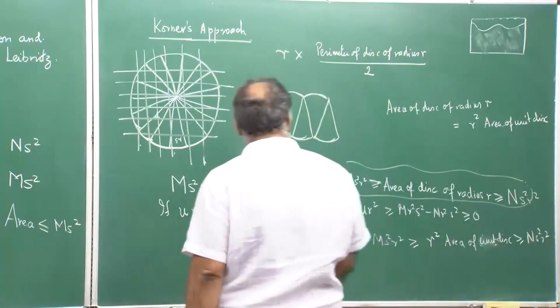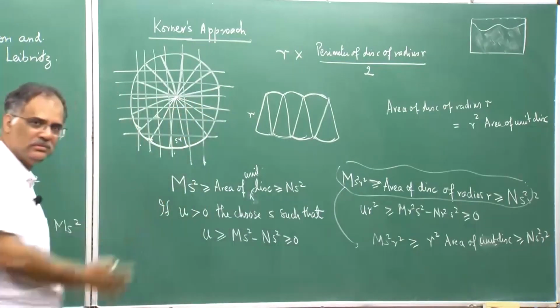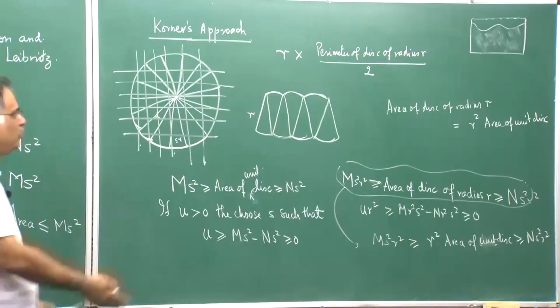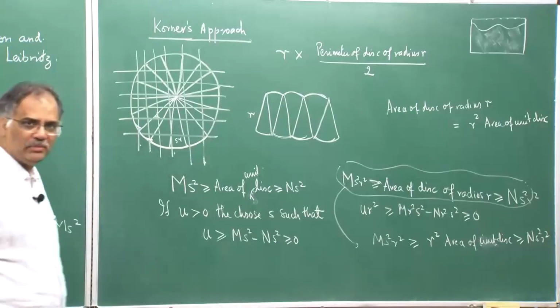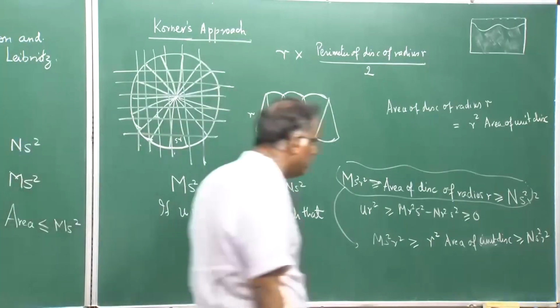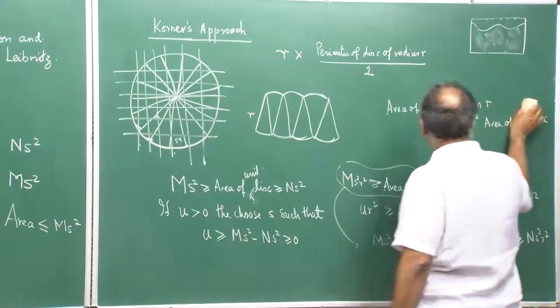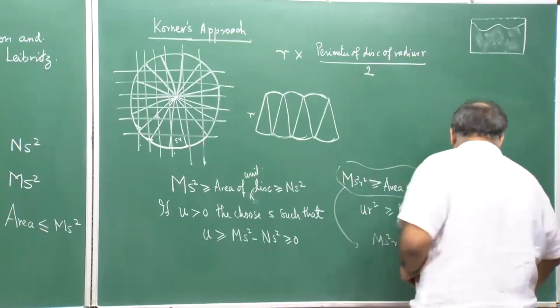But this is nothing but the same as the area of this circle, the area of the disk, because we have cut out the cakes and laid them down. So they must give me roughly the same area. I am just writing roughly, this is just an approximation.